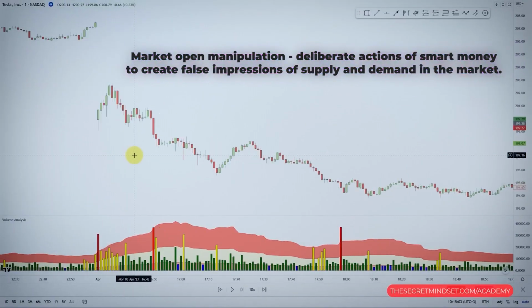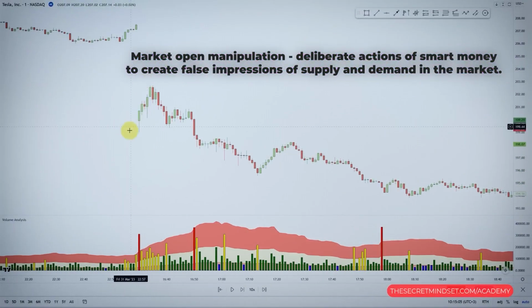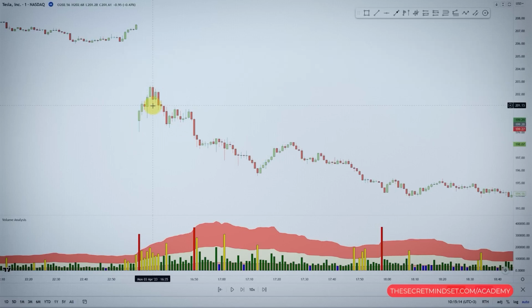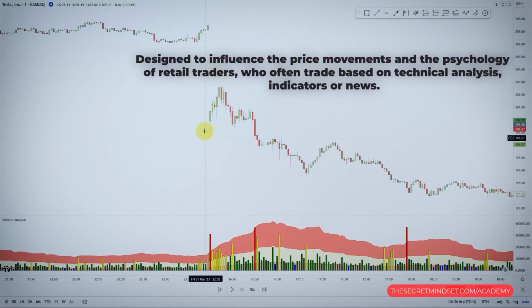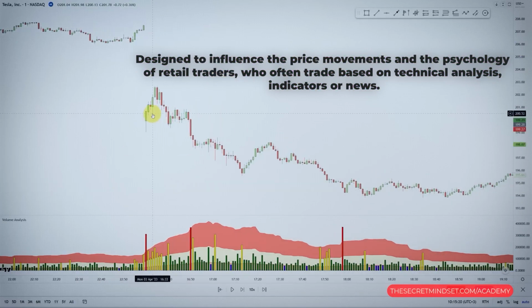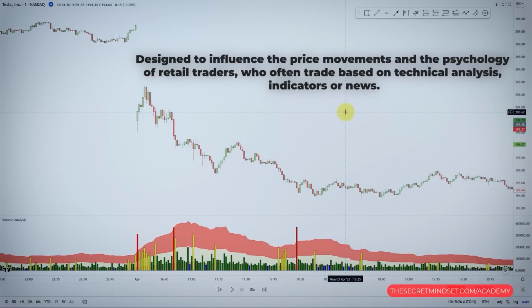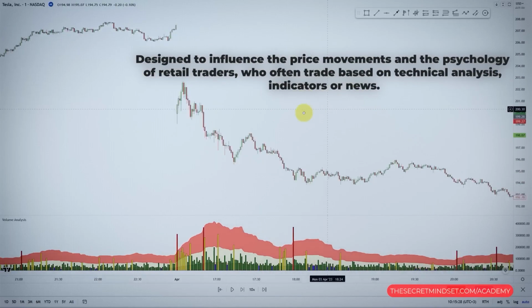Market open manipulation is another common trap, which refers to the deliberate actions of smart money to create false impressions of supply and demand in the market. These actions are designed to influence the price movements and the psychology of retail traders, who often trade based on technical analysis, indicators, or news. It's a reality that every trader has to face and deal with.